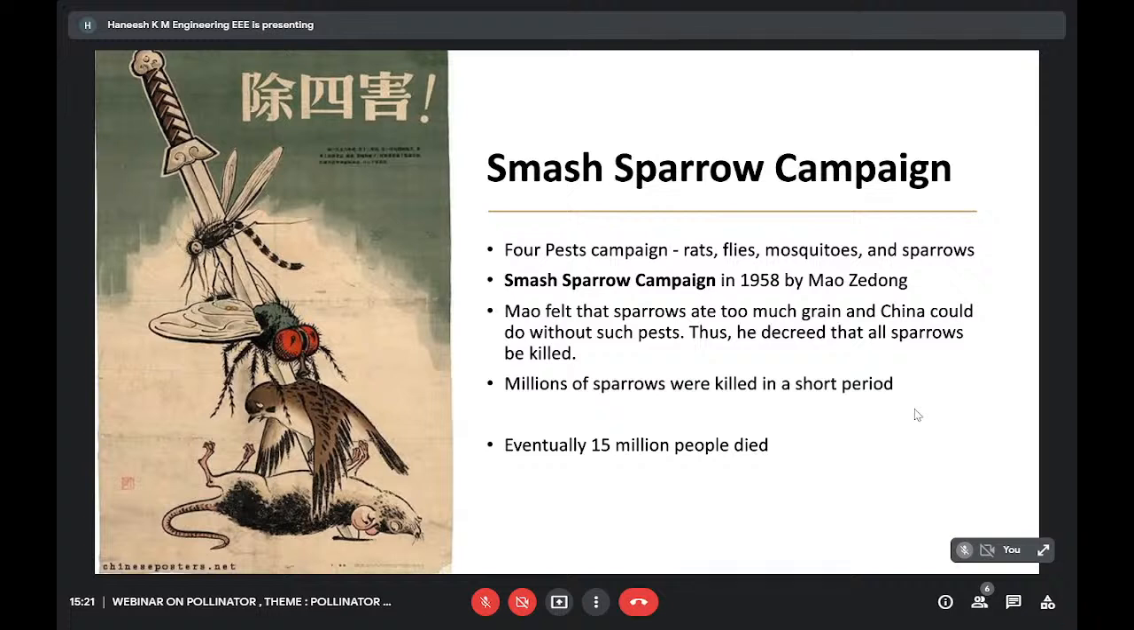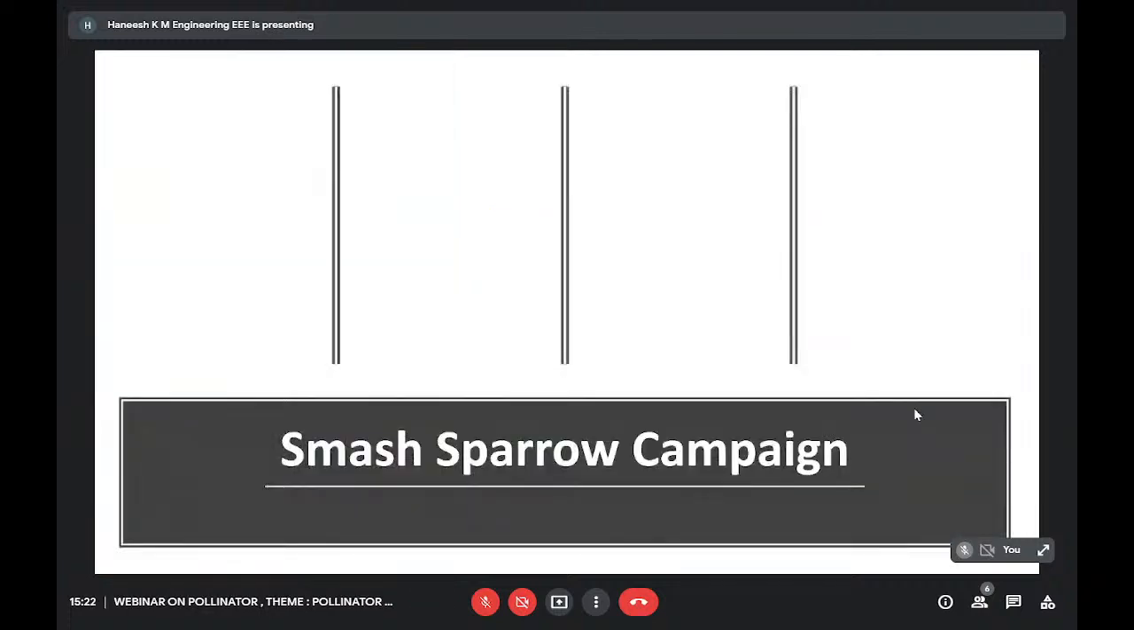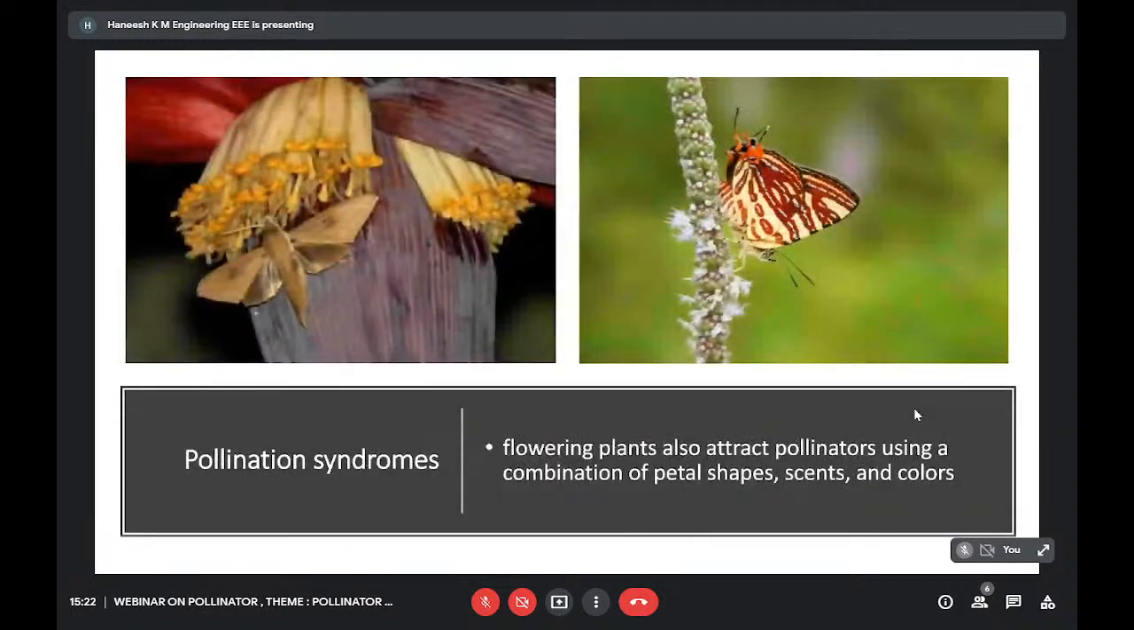People are even saying this 15 million is an underestimate. The actual number will be much higher than this 15 million. So they were killing the sparrows, and that caused the death of more than 15 million people. That is the importance of one element in the ecosystem. It was a simple element.